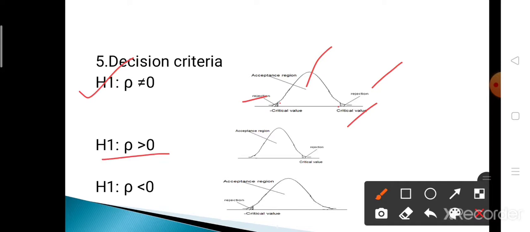For one-sided right, only the one rejection region is there to the right side, and this point is the positive table value, or that is positive critical value. And for one-sided left, only the one rejection region is there to the left side, and this point is the negative table value or negative critical value, and the right side part is acceptance region.